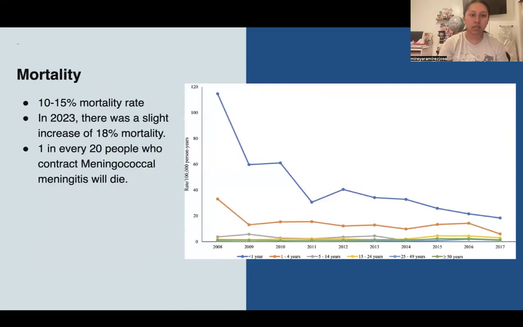The mortality rate for meningococcal meningitis is kind of high. It can be between 10 and 15%. In 2023, there was a slight increase in mortality up to 18%, and one in every 20 people who contract meningococcal meningitis will die.